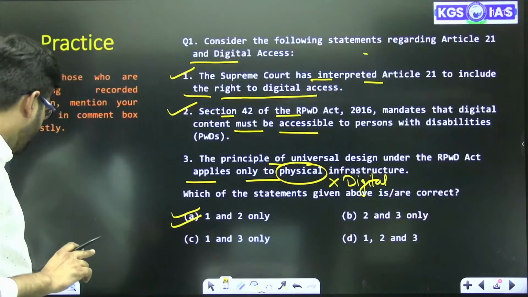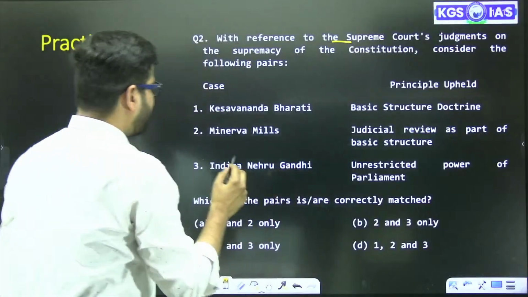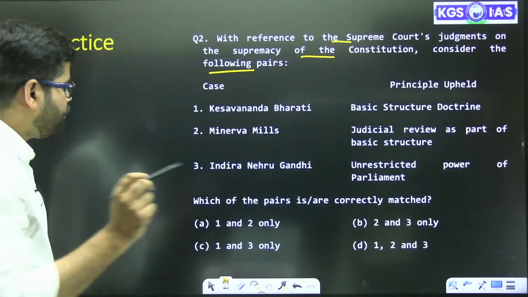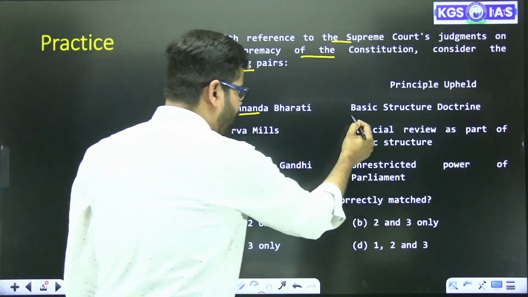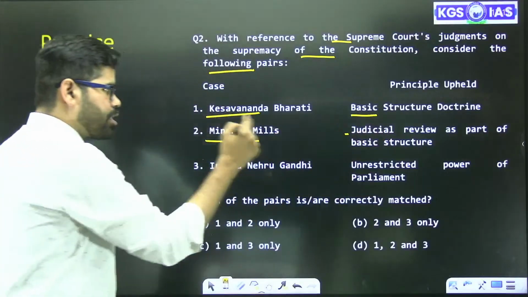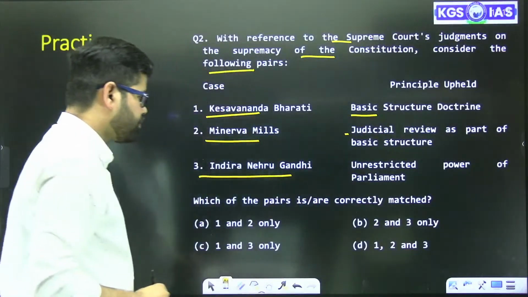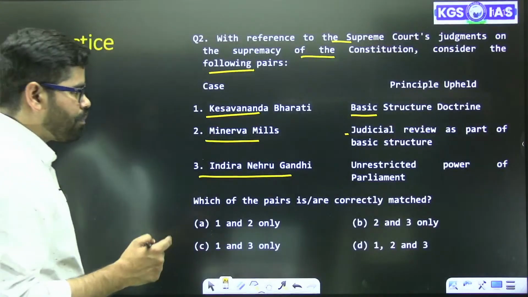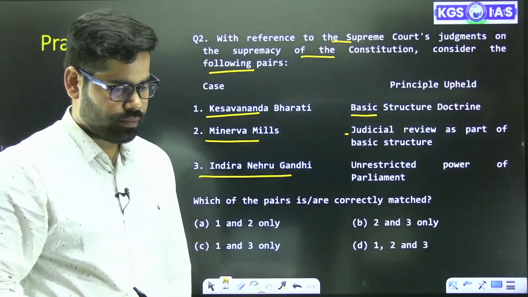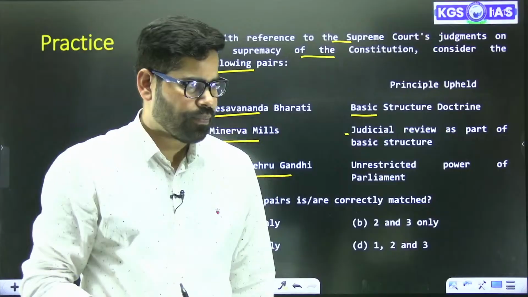The second one, with reference to Supreme Court judgments on the supremacy of the Constitution, consider the following pairs. First is Kesavananda Bharati, the basic structure doctrine. Second, Minerva Mills, judicial review as part of the basic structure. Third is Indira Nehru Gandhi, unrestricted power of Parliament. The Indira Gandhi versus Raj Narain case is there.